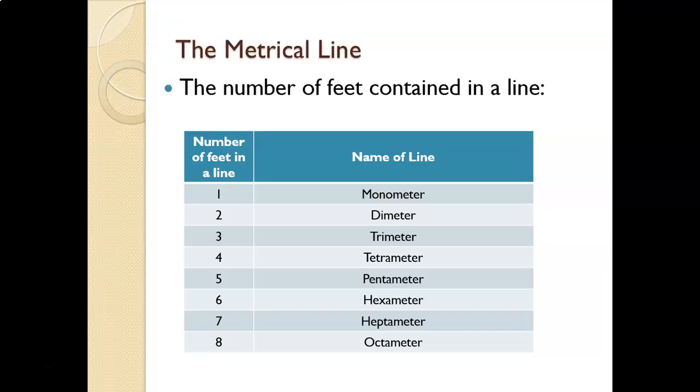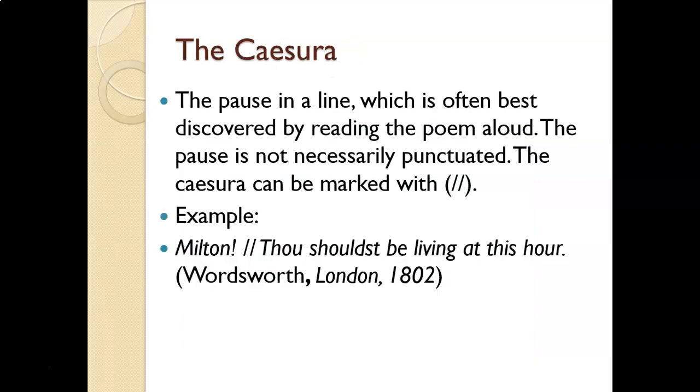When it is a line of 5 feet, we call it pentameter. When it is a line of 6, we call it hexameter. And then heptameter 7, and octameter is a line which has 8 feet in it. I hope you understand. If you have any question, you can ask me later on. Let's come to the next slide.